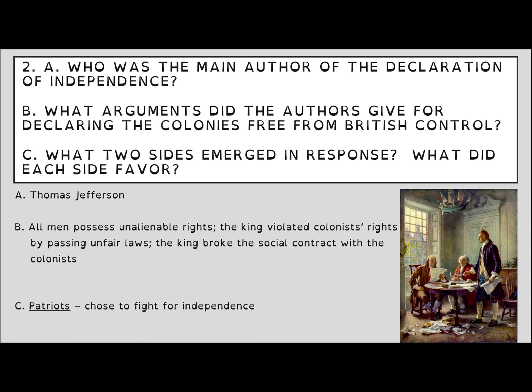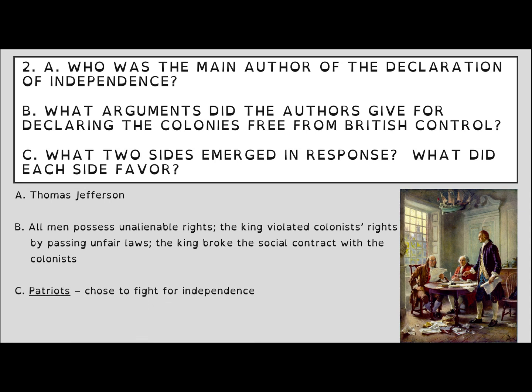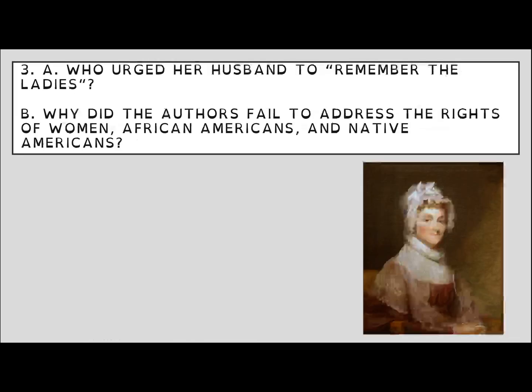What 2 sides emerged in response? Letter C, you have the patriots who chose to fight for independence, people like the guys that you see there in the painting, and then you have loyalists who remain loyal to Great Britain. They don't think that we should break away. They don't necessarily help the British. In some cases they do, but they certainly don't help the patriots. So America is divided.